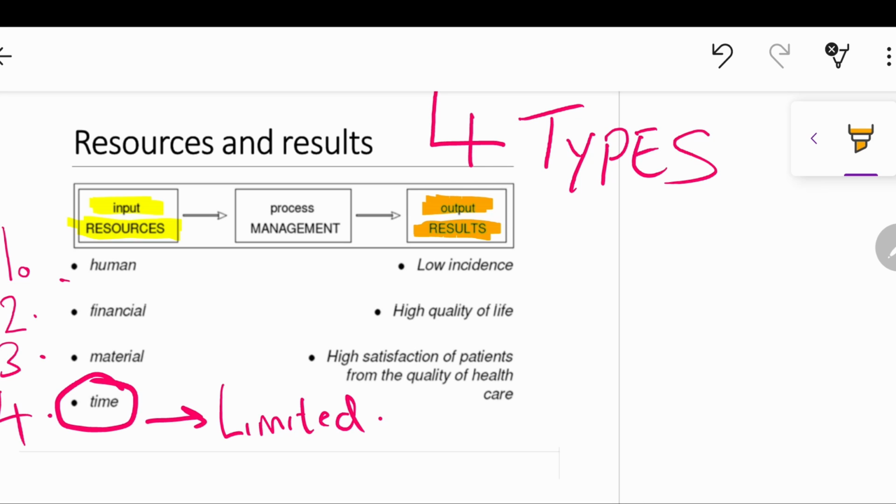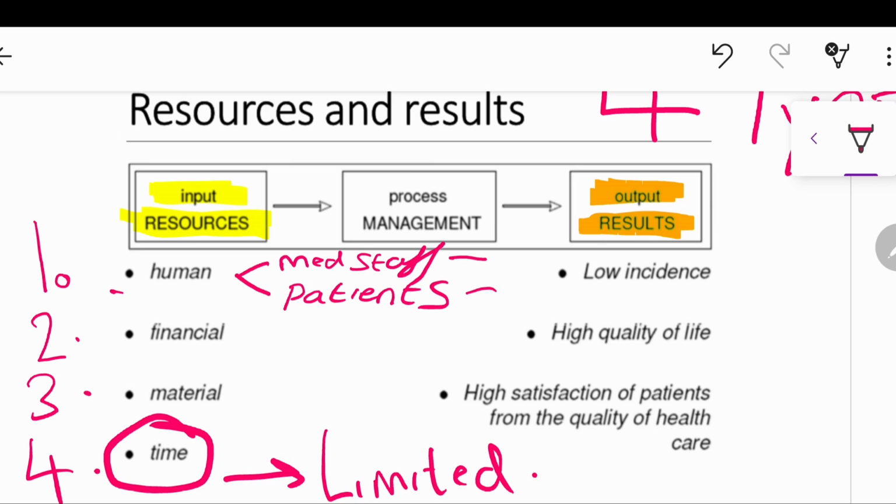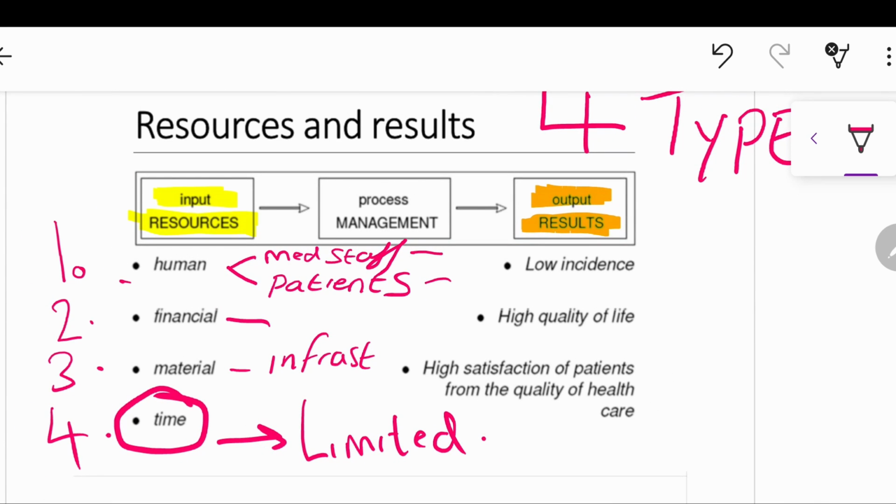So let's just go into these resources of input. For human, we can have human resources. So basically human workers. You can have your medical staff, and you can have your patients. So your human resources can be the people who work for you and the people you're taking care of. Financial, obviously, is money. Material, this is your infrastructure, and I've already mentioned time.